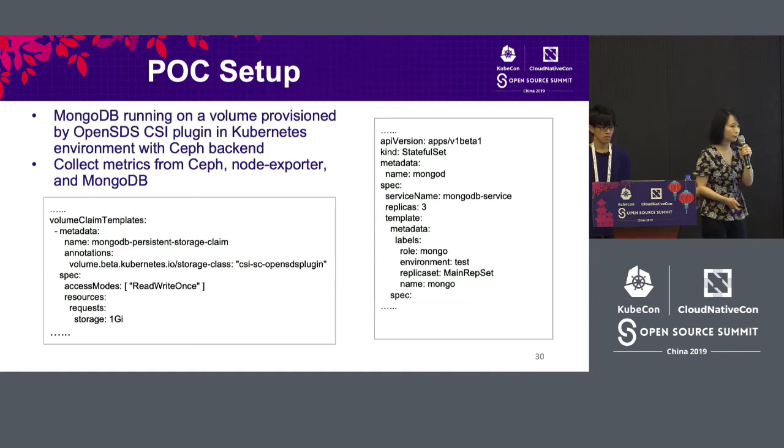We also ran those tests using Ceph. So we set up a Kubernetes cluster, and we have OpenSDS installed there. And then we also set up a MongoDB. MongoDB is running as a stateful set. There are 3 replicas, and it is running on a volume provisioned by the OpenSDS CSI plugin, and the backend is Ceph. So here, as it shows, the storage class is the OpenSDS CSI plugin, and then we collect metrics from the Ceph exporter, Node exporter, and MongoDB exporter.